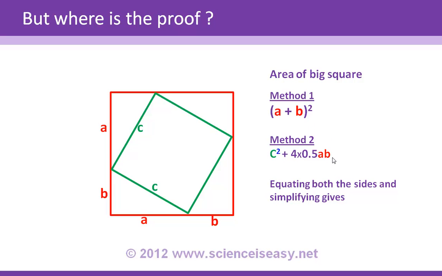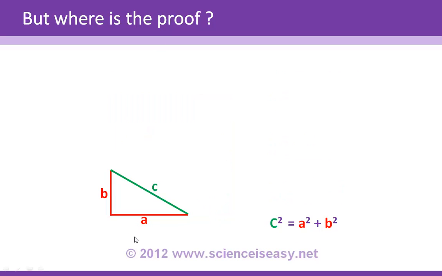Equating these two expressions, and after doing some simplification, we get the Pythagorean theorem again: c square is equal to a square plus b square. From this big drawing, we can remove some unnecessary things, and it will be like this. See, this is again a right angle triangle. Here the angle is 90 degrees, and for a right angle triangle, c square is equal to a square plus b square.